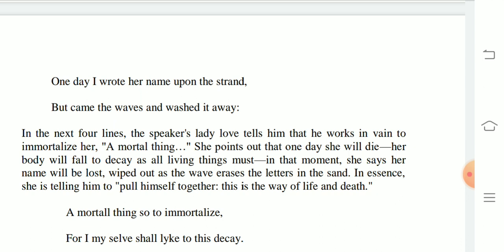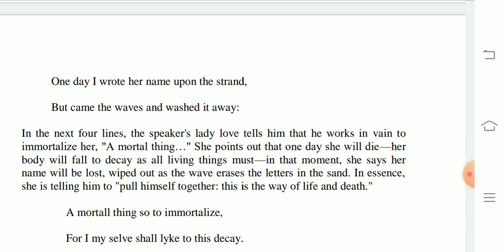In the next four lines, the speaker's lady love tells him that he works in vain. It is futile to write her name on the sand, to immortalize her, a mortal thing. She tells him that it is futile to write the name, because again and again the tide is coming and washing away the name.